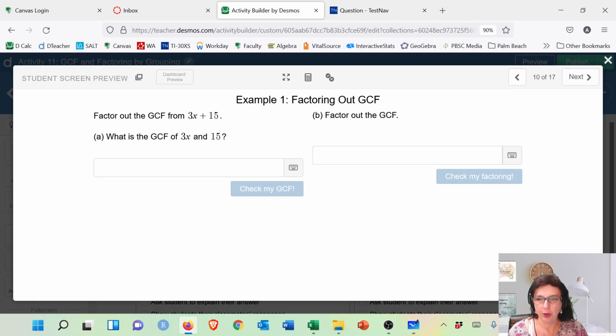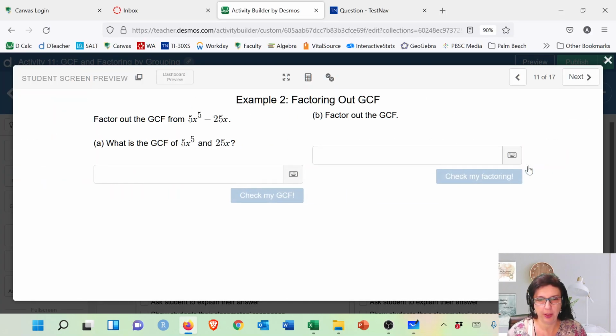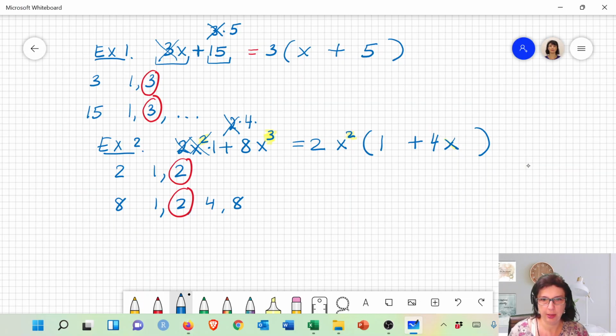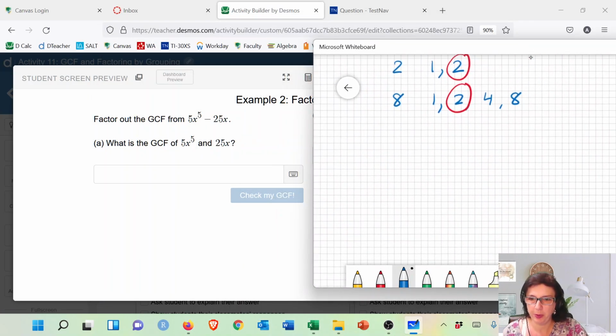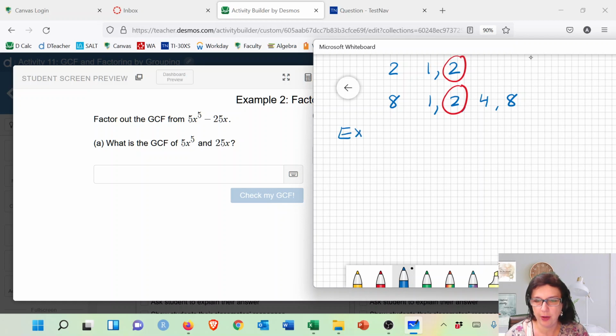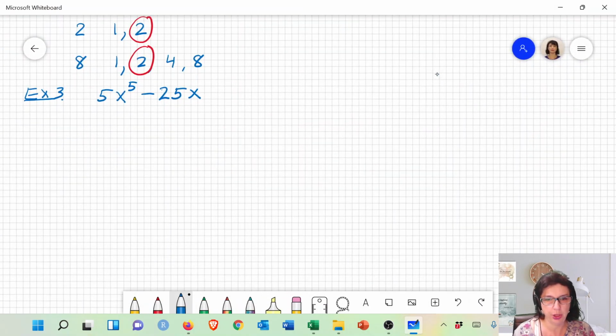Now let's look at maybe one more example, and then I guess you guys are going to have to practice by yourselves. So let's say on the third example, we have to factor out 5x to the 5 minus 25x, and we want to factor out the GCF. First we have to find the GCF.